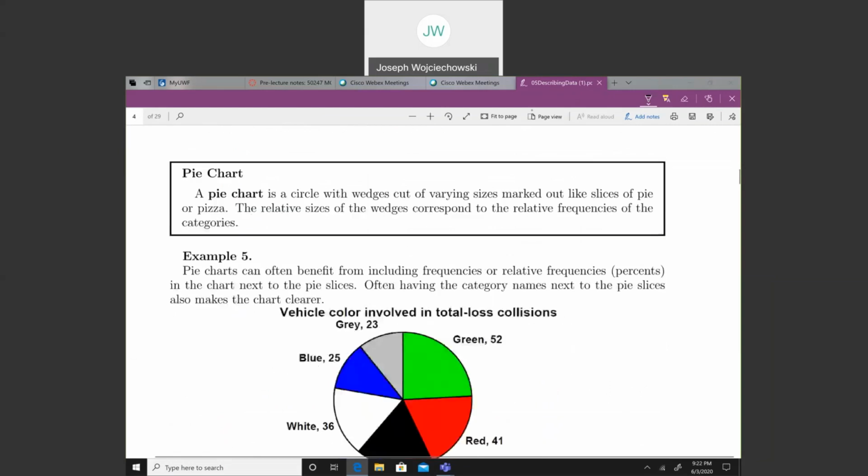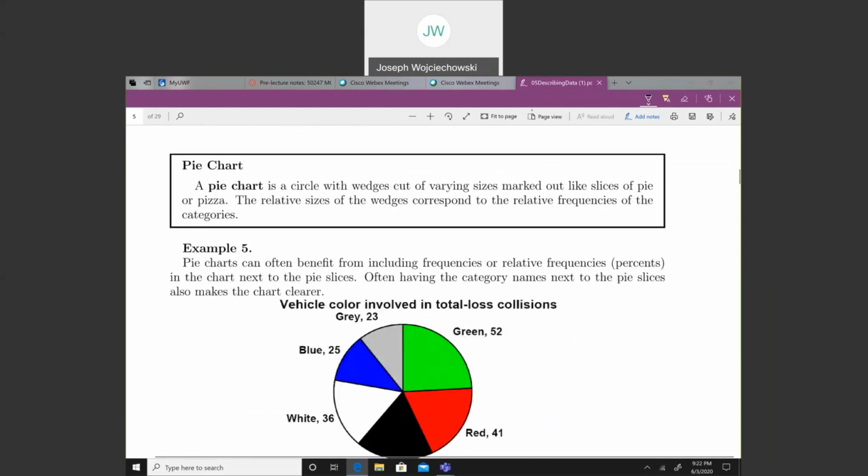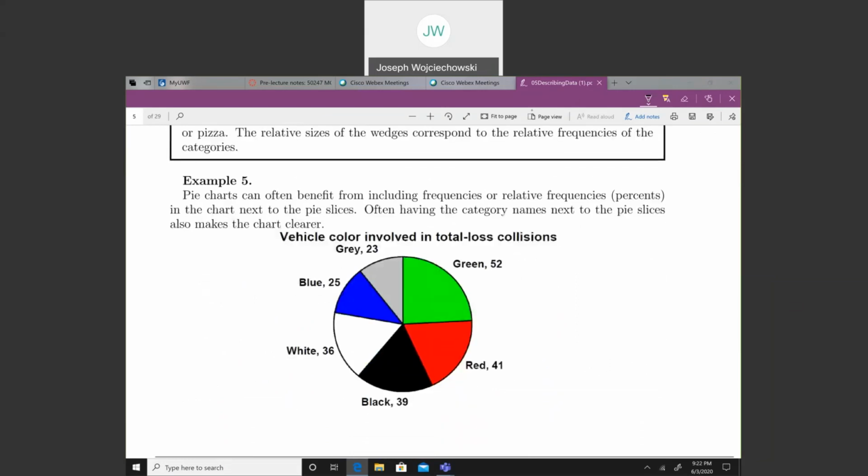Next up is the pie chart. A pie chart is a circle with wedges cut of varying sizes marked out like slices of pie or pizza. The relative sizes of the wedges correspond to the relative frequencies of the categories. Pie charts can often benefit from including frequencies or relative frequencies, percents, in the chart next to the pie slices. Often having the category names next to the pie slices also makes the chart clearer.